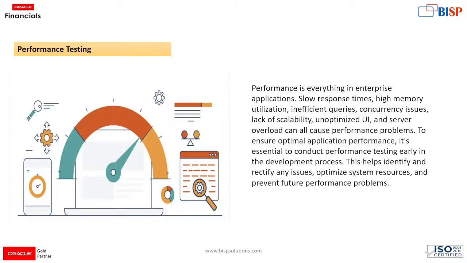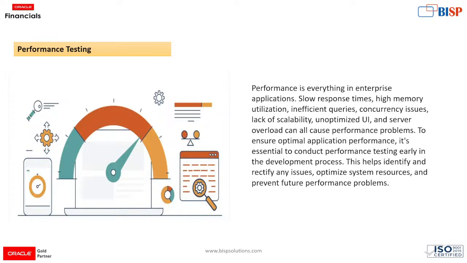Lack of scalability is another issue that can cause performance problems over time. If an application isn't designed to handle increased load as the user base grows, it can lead to significant performance problems. Optimizing the user interface is also critical to ensure optimal application performance. A heavy or unoptimized UI can lead to slow rendering times and negatively impact the user experience.